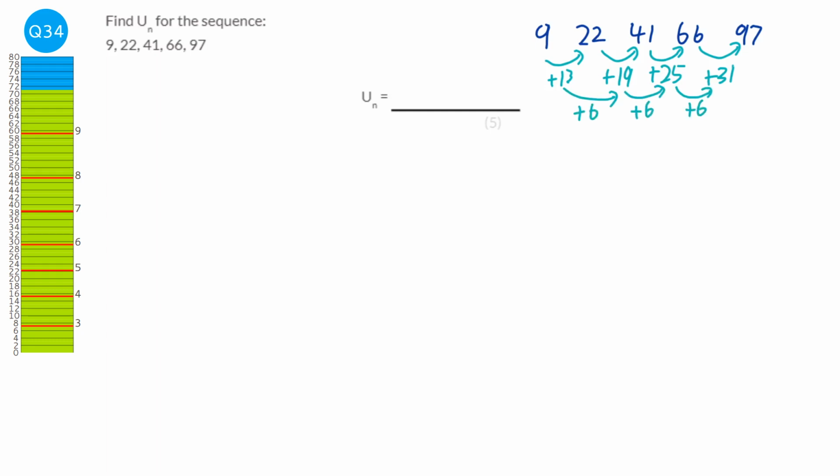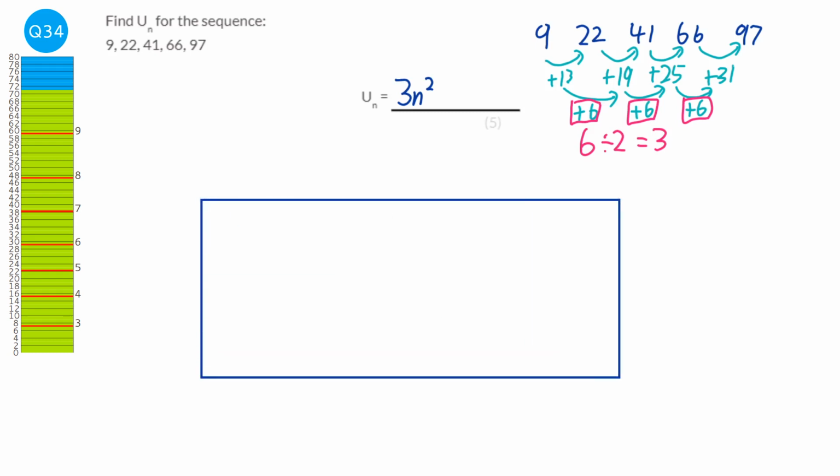When you have a difference of differences, it's going to be a quadratic sequence, and we're interested in what the difference of differences is, because what we now do is get that 6 and we always halve it, and it gives us 3. Now that 3 is actually really important because that is the coefficient of the n squared, so we know our sequence will begin 3n squared. So we're going to do a table now to see what the rest of the sequence will be.